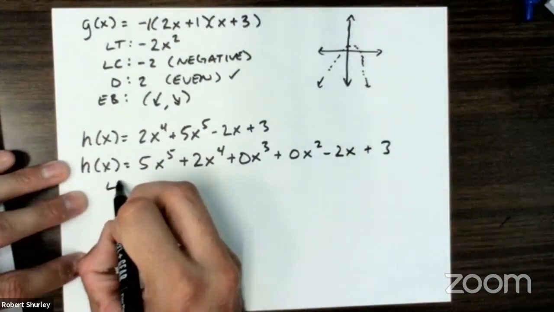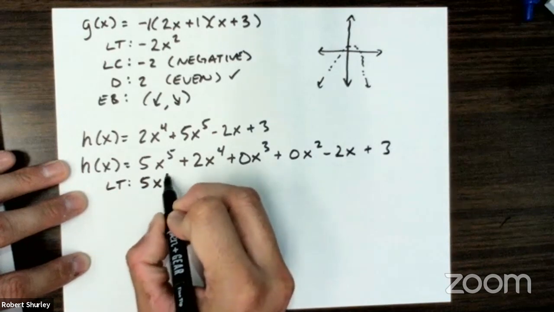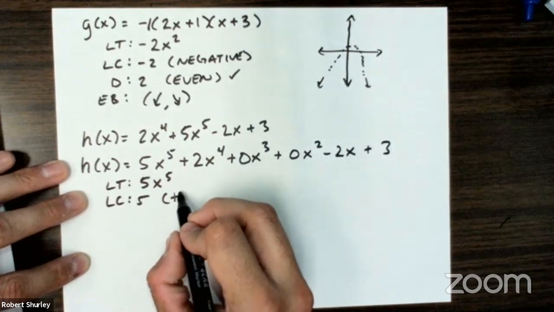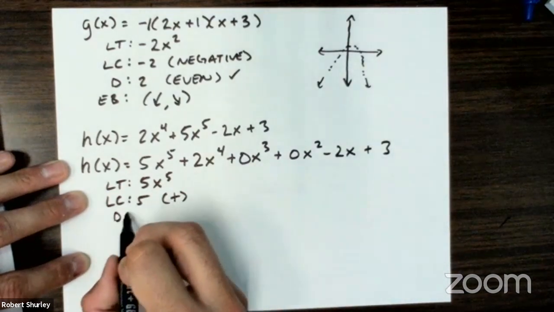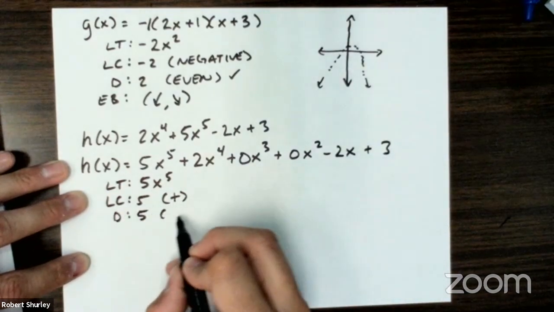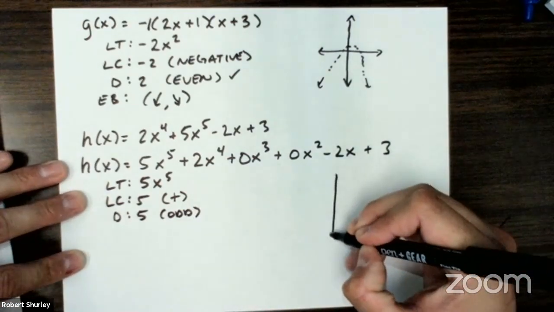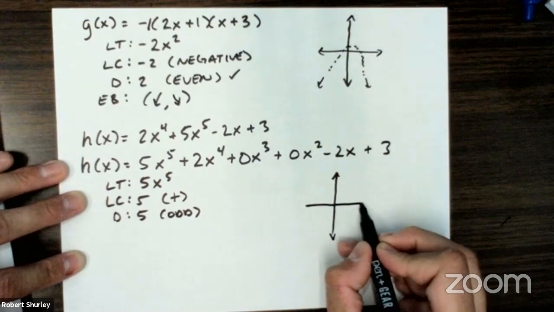But for us, we want to know what the leading term is. Oh, it's 5x to the fifth. That means my leading coefficient's 5. It's positive, so I'm going to put a little positive sign there. And then my degree is 5. It's odd, right?